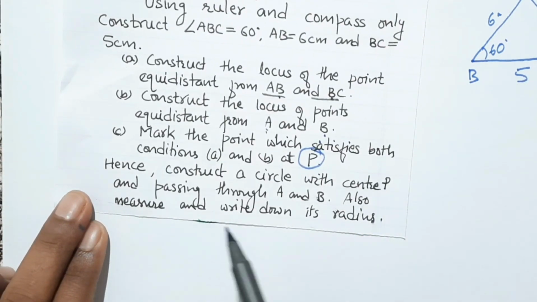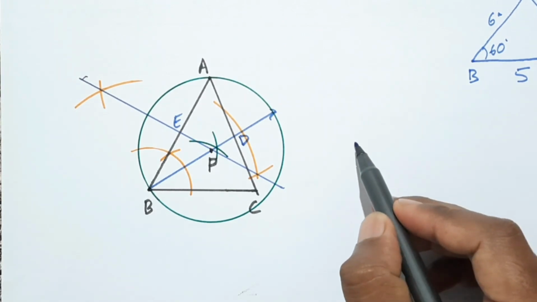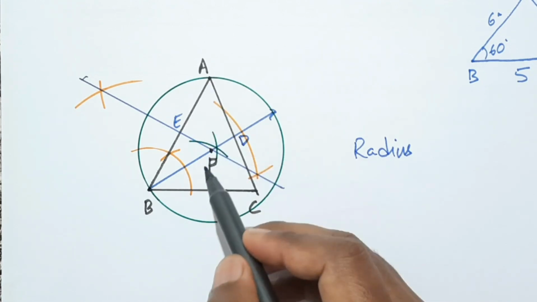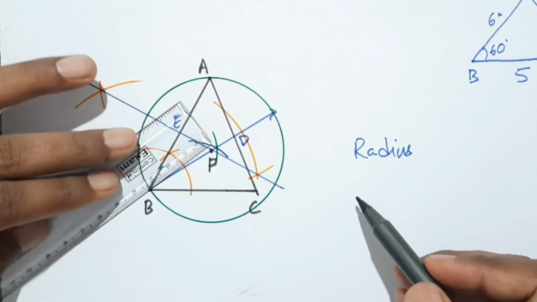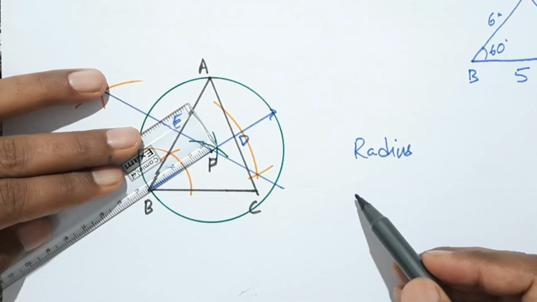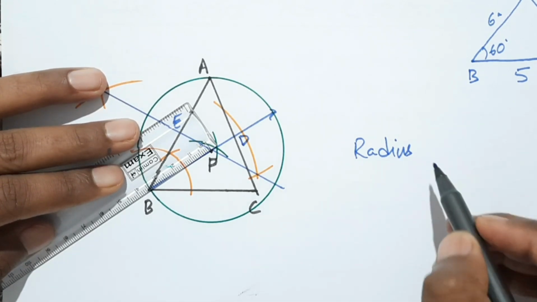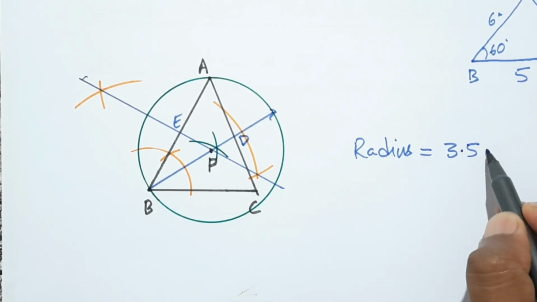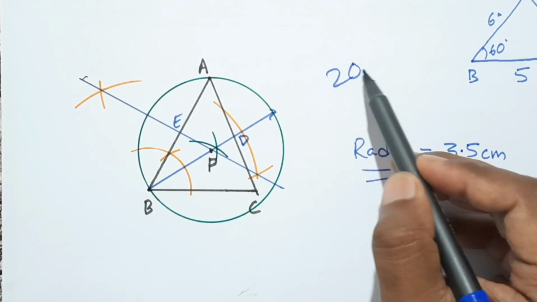And the final part, also measure and write down its radius. So finally we have to measure its radius. Here the radius is PA, PB, both are radius. So let us measure PB. The length of PB is approximately 3.5 centimeter. So this is from the 2024 specimen copy.